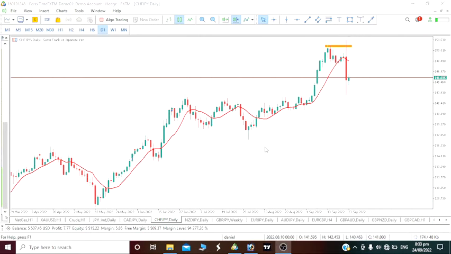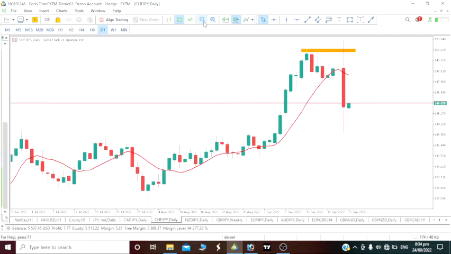So guys, what we have here is Swiss franc JPY. We would want to see the analysis for the week where Swiss franc would be moving for this week. If you were following this channel consistently, you would have seen that we predicted that sooner or later we would be having a pullback on this Swiss franc JPY. We would be having a pullback, and guess what? We actually had a pullback.